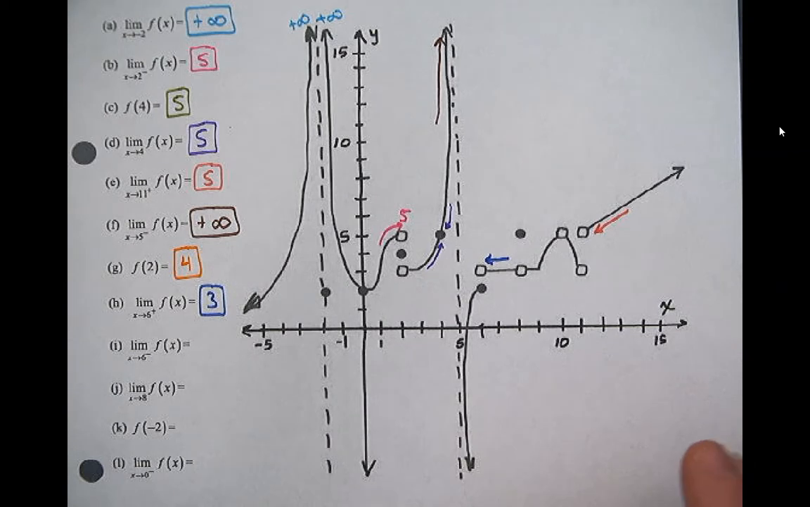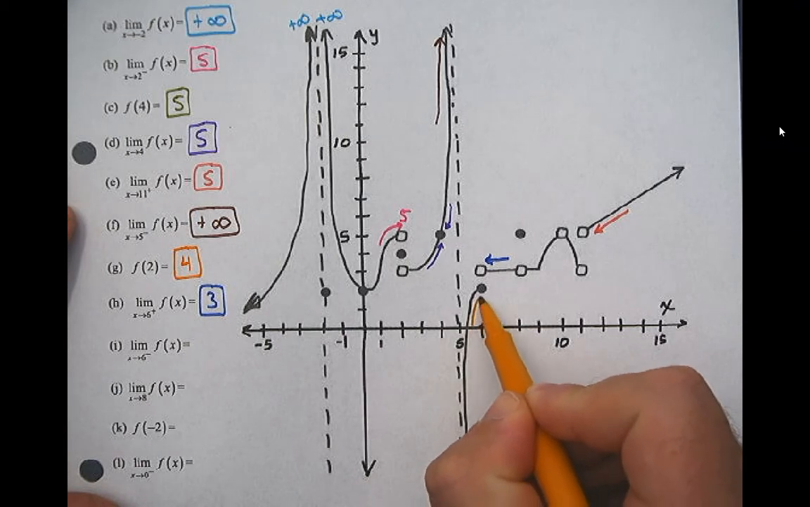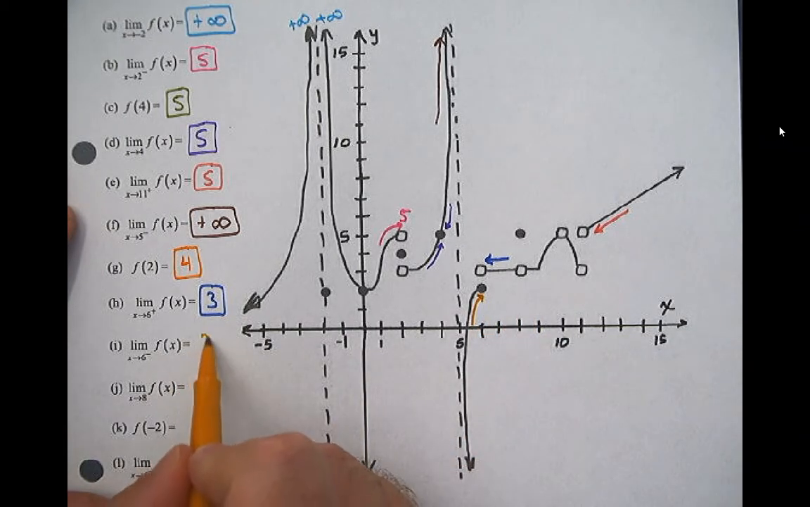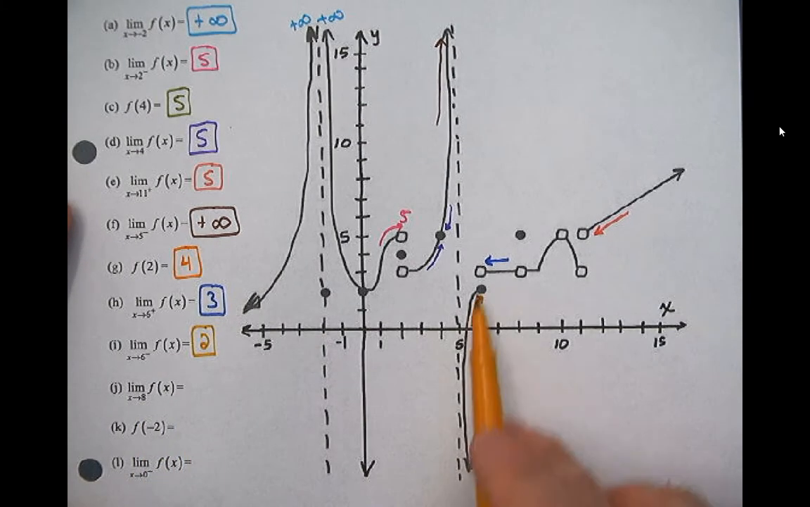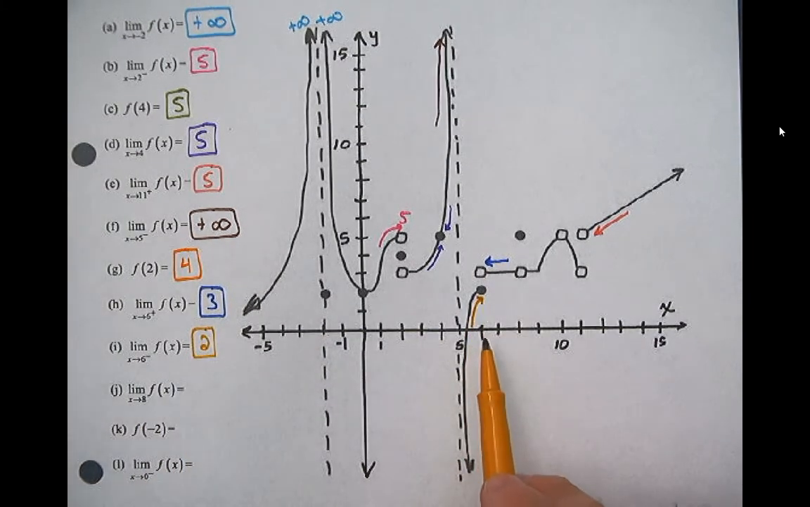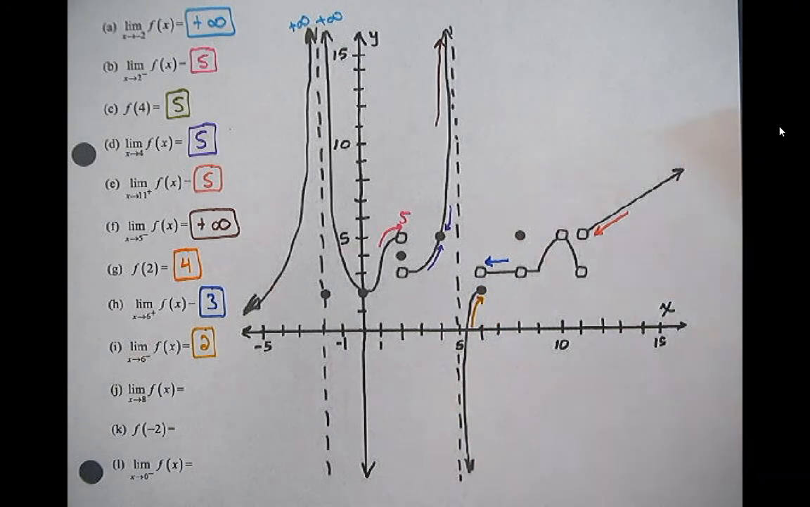Pause on your own. What's happening as I'm approaching 6 from the left side? So as I come to 6 from this side, I only reach a height of 2. It doesn't look like it's going to be in here. What would be the overall limit then at 6? The overall limit would be D and E because they approach 2 different heights.